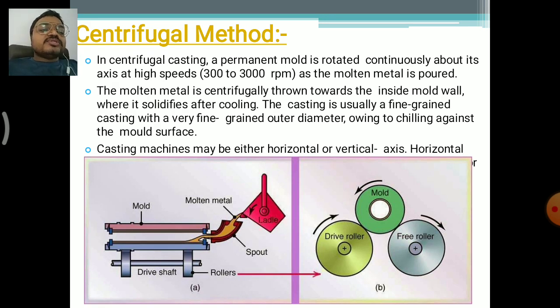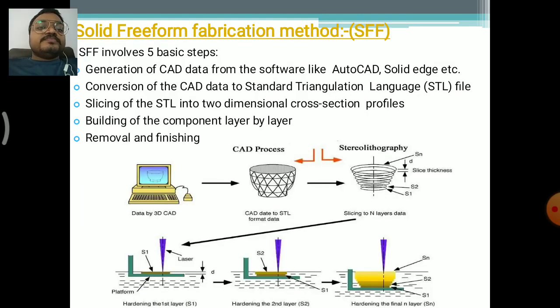When we use this driver roller and free roller, they rotate the mold. When the driver and the free rollers rotate in the clockwise direction, the mold rotates in the anti-clockwise direction. When the driver and the free rollers rotate in the anti-clockwise direction, the mold rotates in the opposite direction, that is, the clockwise direction. So this is the regular format which we use for the centrifugal method.